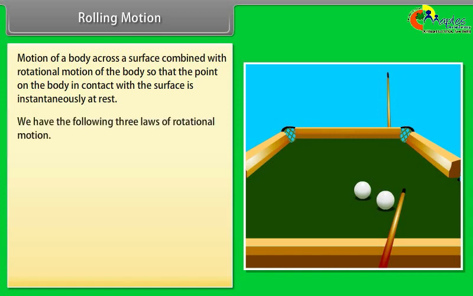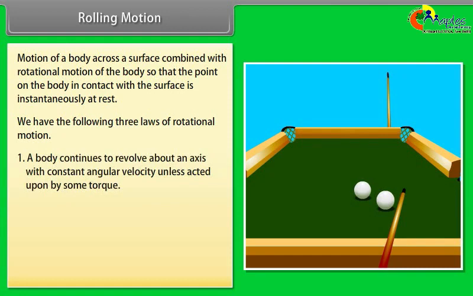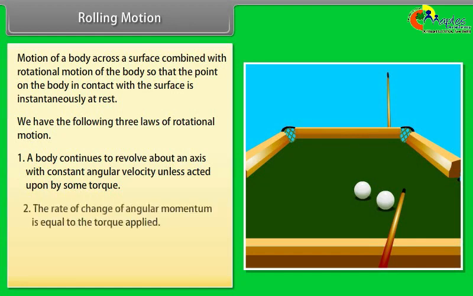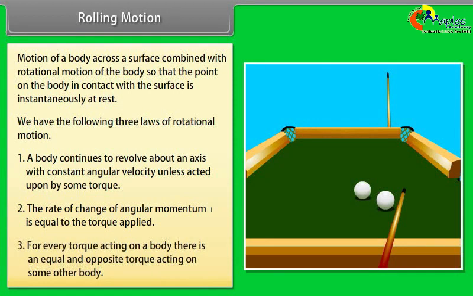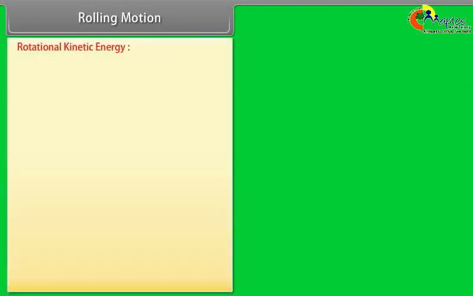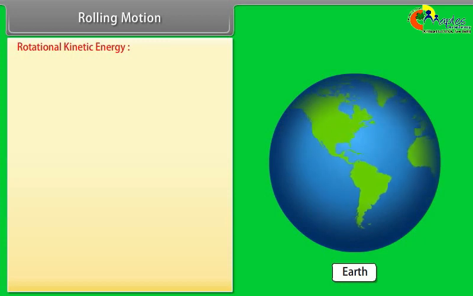We have the following three laws of rotational motion. Number 1. A body continues to revolve about an axis with constant angular velocity unless acted upon by some torque. Number 2. The rate of change of angular momentum is equal to the torque applied. Number 3. For every torque acting on a body, there is an equal and opposite torque acting on some other body. Rotational kinetic energy.